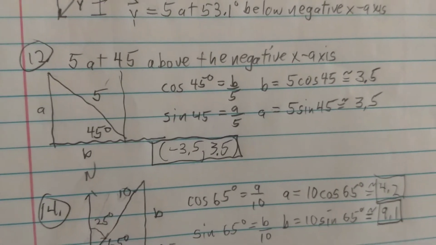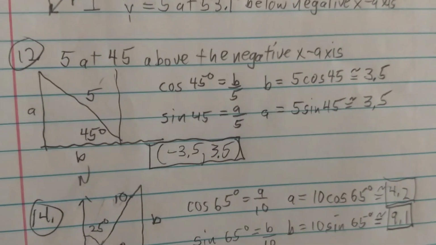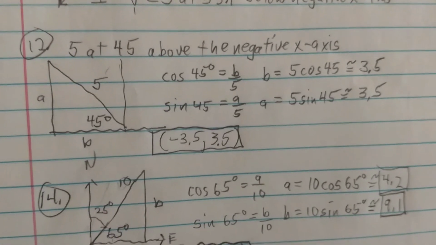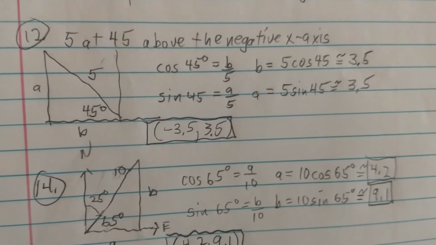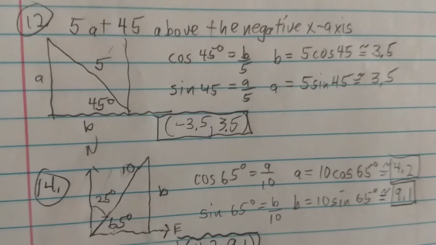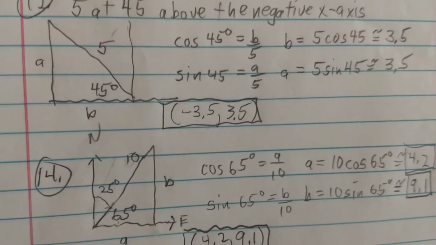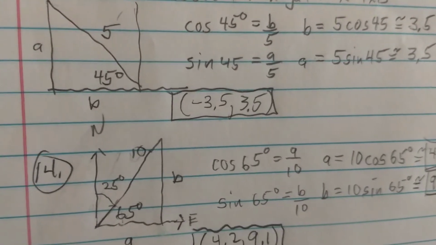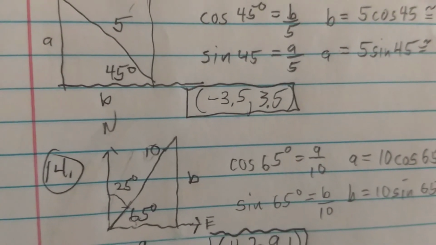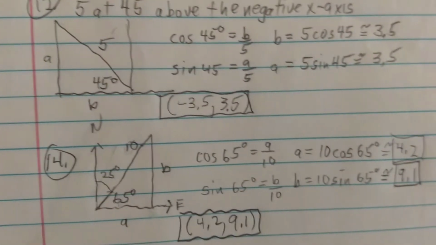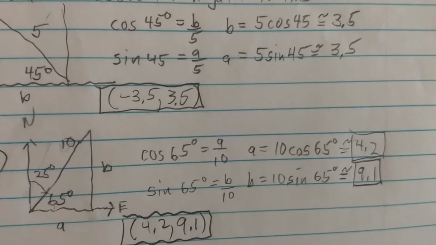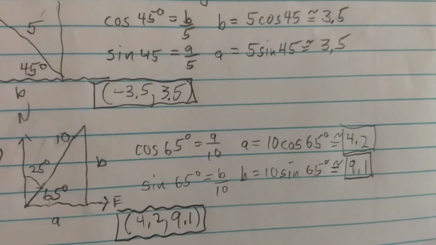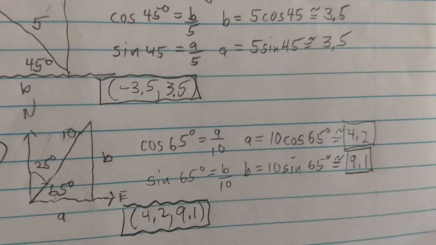Now on 12, we have 5 at 45 degrees above the negative x-axis, and so therefore we can give it sides a and b and say that cosine 45 is b over 5 and sine 45 is a over 5, and we'll get the same numbers just with different signs. So cross multiplying, b is 5 cosine 45, or 3.5, and a is 5 sine 45, or 3.5.